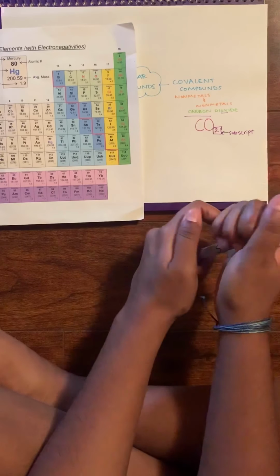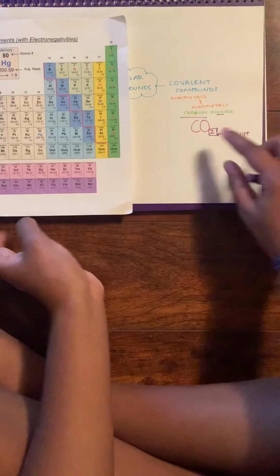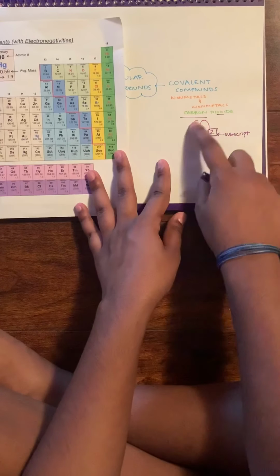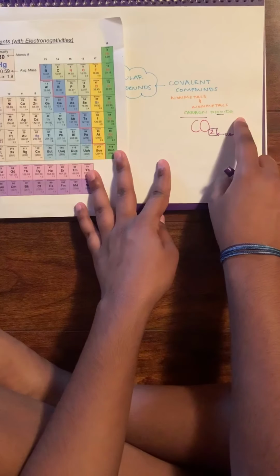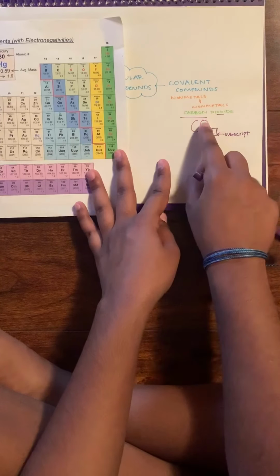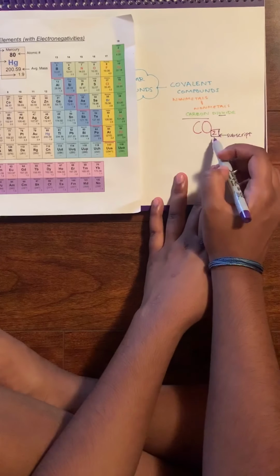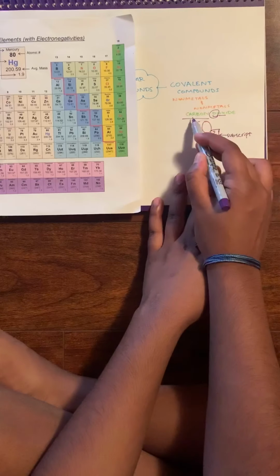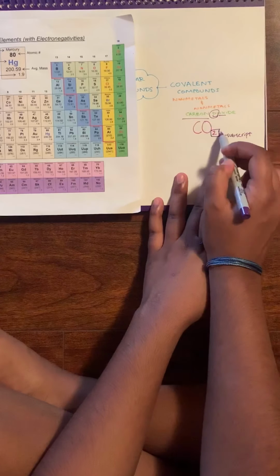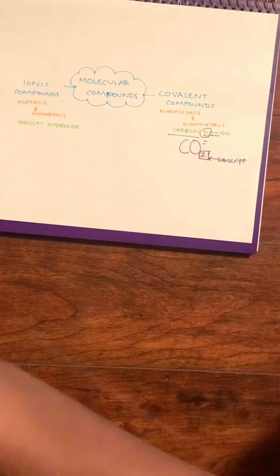In a covalent compound specifically, when you write out the actual name of the compound, not the formula, but the actual name, like carbon dioxide, there would be prefixes to determine what the subscript would be for. In this case, it would be carbon dioxide and 2, so di equals 2.